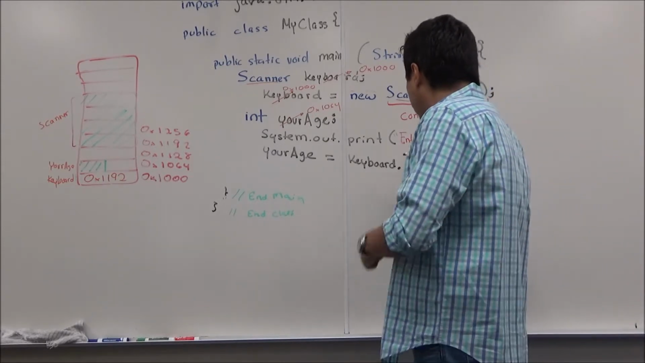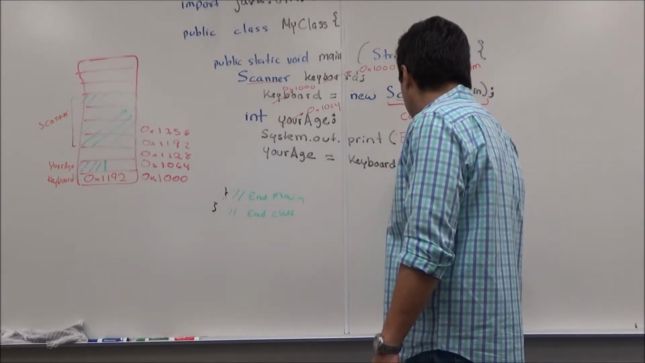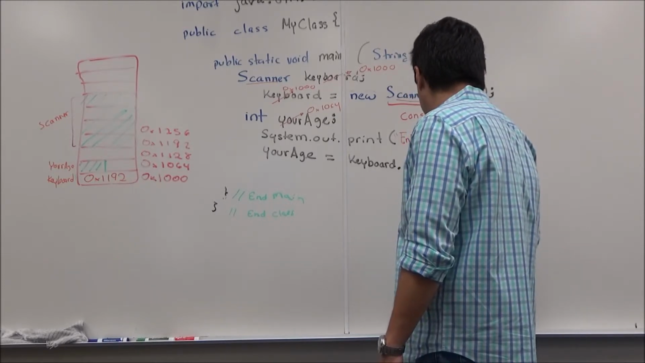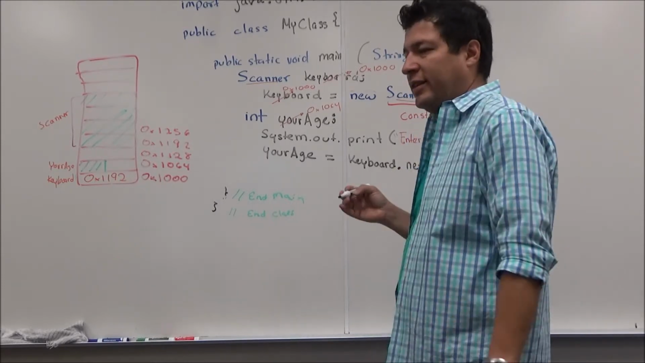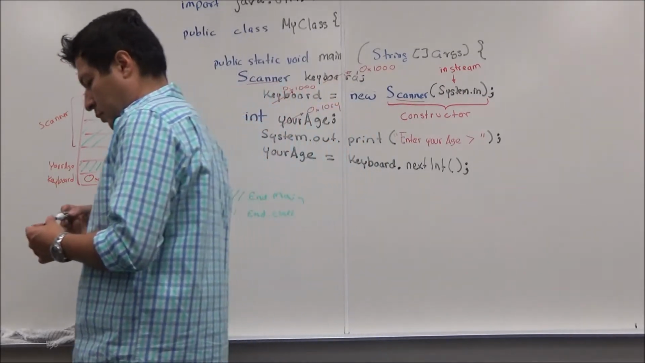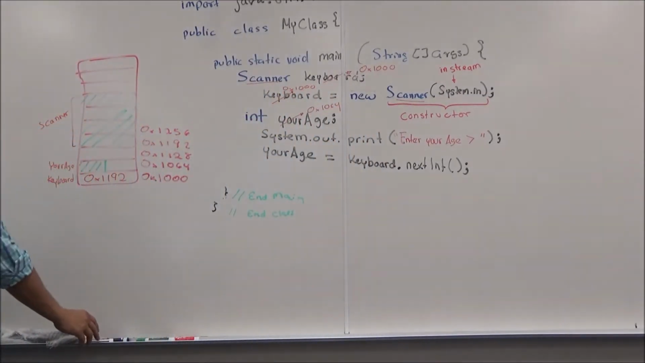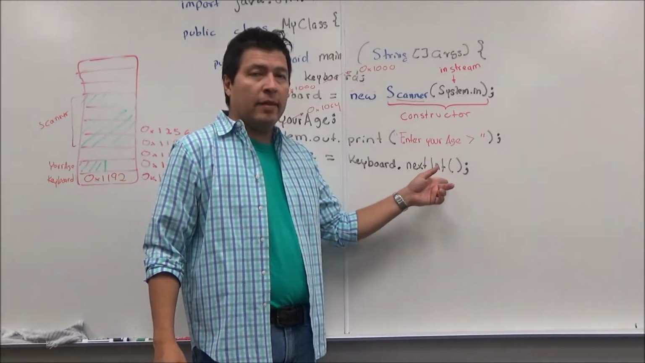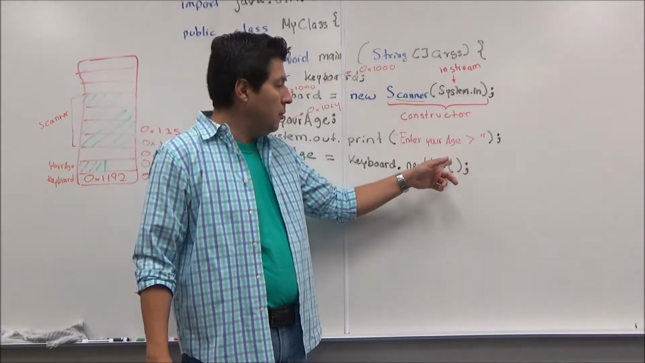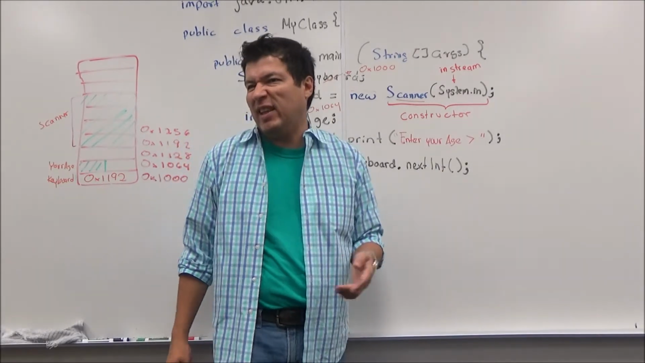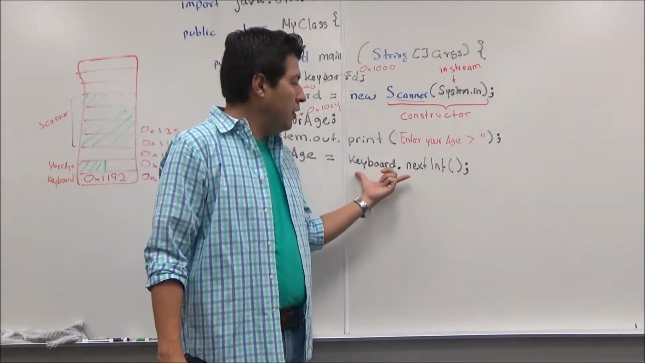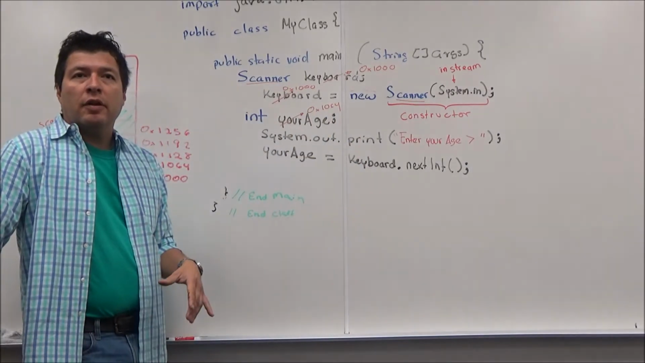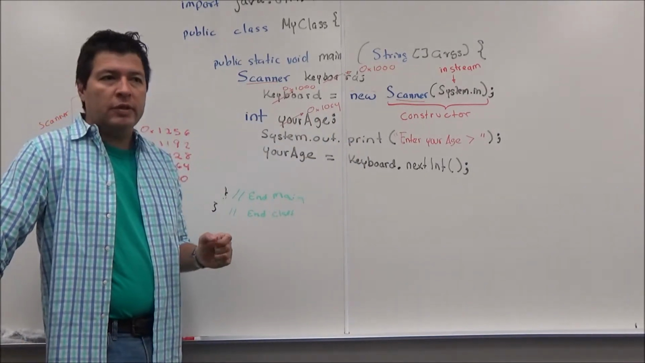There's a method called nextInteger. NextInt, actually. And this method, nextInt, is a method because it has parentheses, right? But there's nothing in the parentheses because it doesn't need anything. So this method, nextInt, what it's going to do is read numbers from the keyboard until the user hits enter.